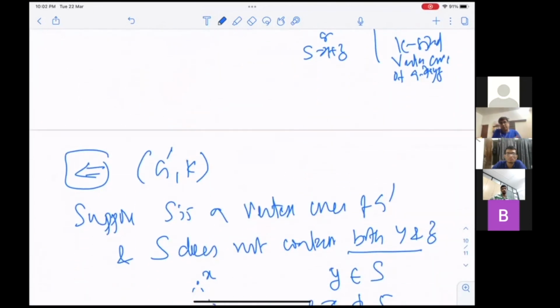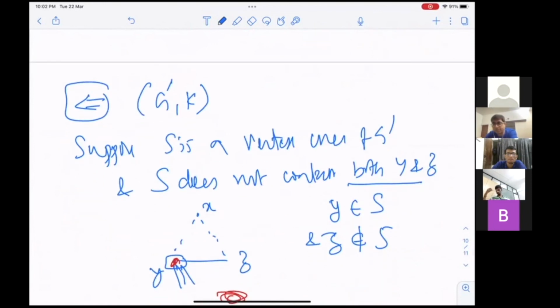Suppose I try to prove the reverse direction, and I start with a vertex cover of G prime. Suppose S is a vertex cover of G prime and S does not contain both Y and Z. We are discussing, we are not proving this. I don't know whether this reduction rule is correct. I just took one case in the forward direction and I was able to complete the proof. Similarly, I took one case in the backward direction and I'm trying to see if we can prove it.